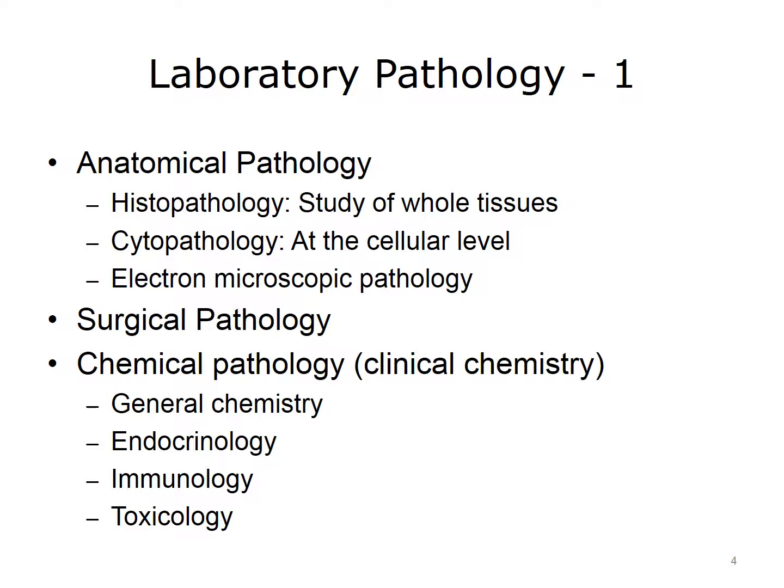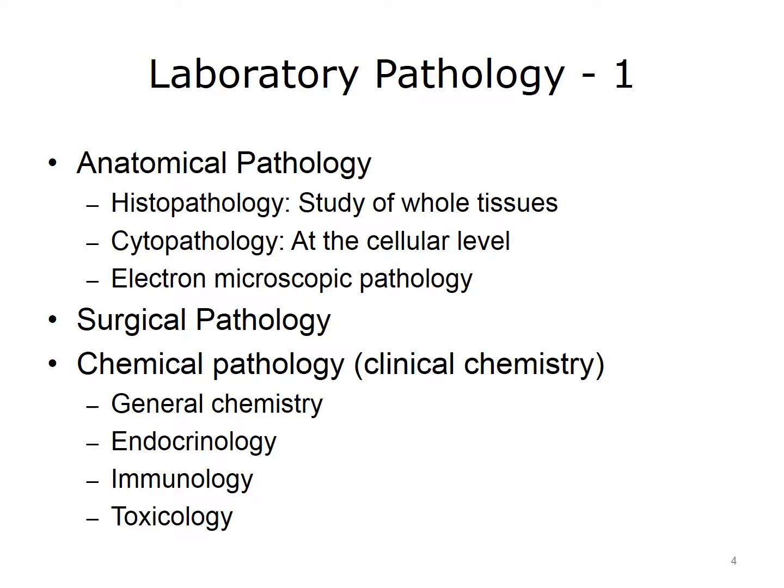One subset of pathology is anatomical pathology, which is composed of several types. Histopathology is the study of whole tissues, whereby the specimen is collected by biopsy, prepared in various ways, and examined under the microscope. Cytopathology is the study of tissues at the cellular level, for example, a pap smear. Electron microscopic pathology uses advanced technology to generate highly magnified images of tissues to help identify and diagnose diseases.